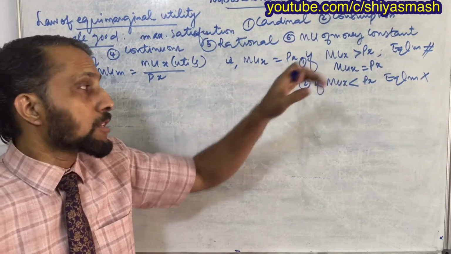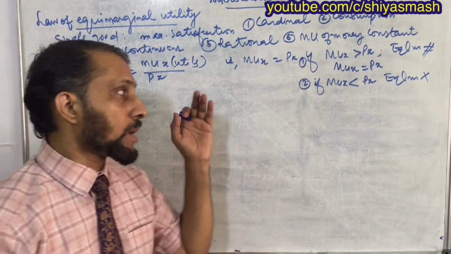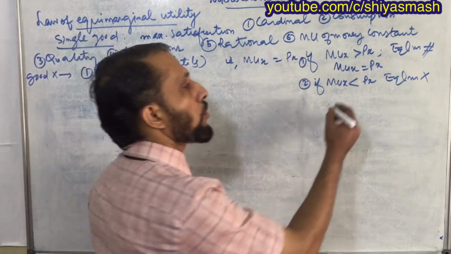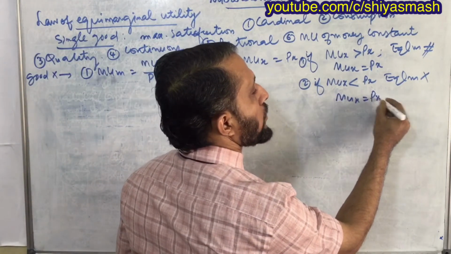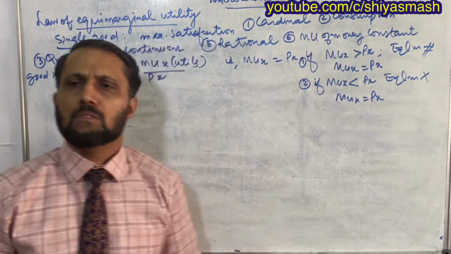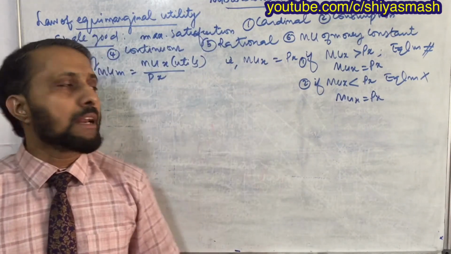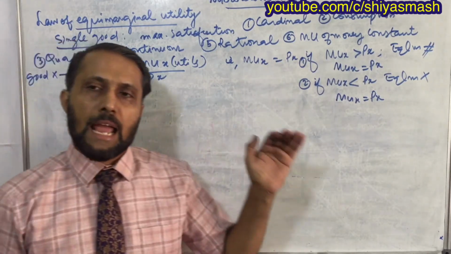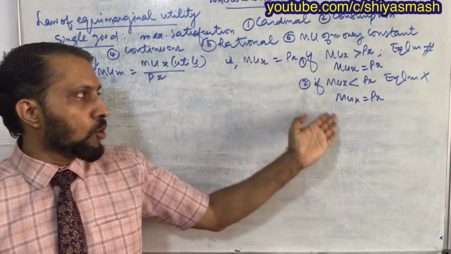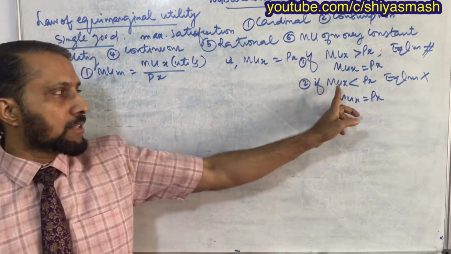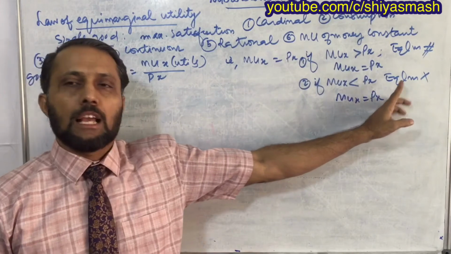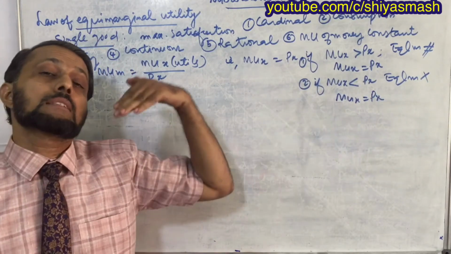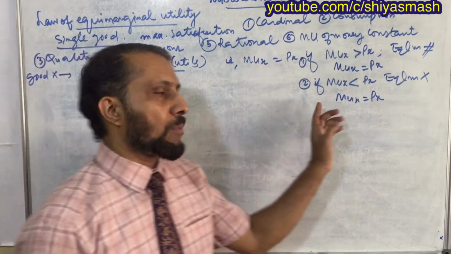So what does he have to do? Sorry, he has to reduce the consumption until MUx is equal to Px. Because he has to obtain satisfaction and he got less, he reduces the consumption. Once again, in other terms, if the consumer consumes a commodity and MUx is less than Px, he is not in equilibrium, and he has to reduce the consumption to raise the total satisfaction. Then only can he obtain equilibrium.